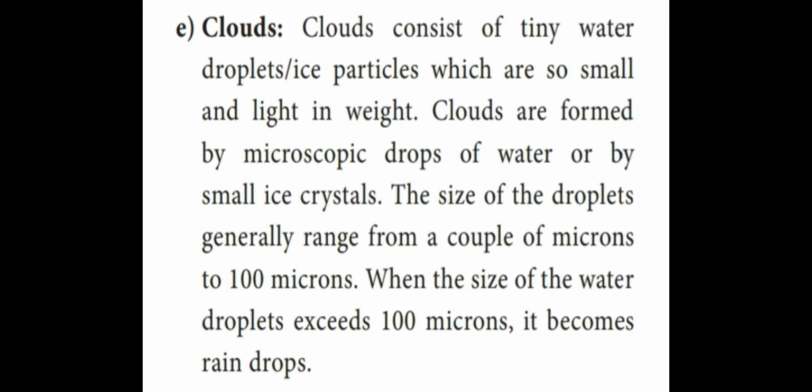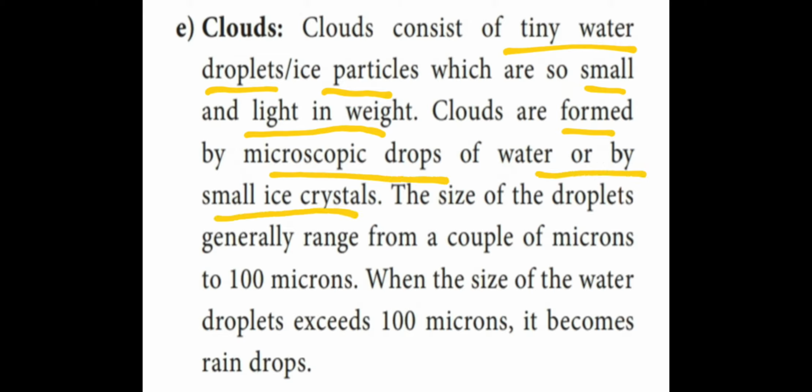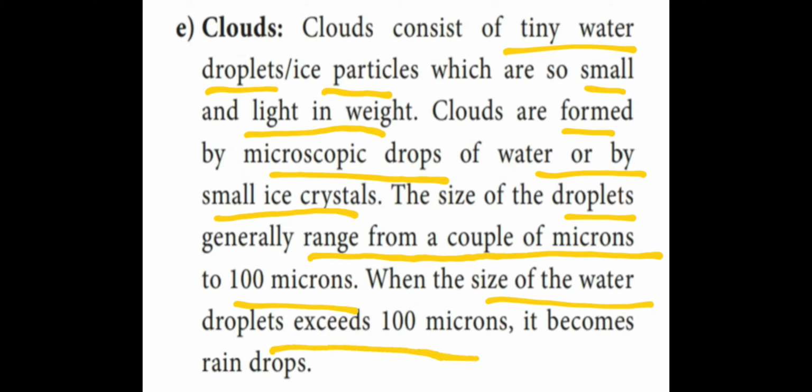Next, clouds. Clouds consist of tiny water droplets or ice particles which are so small and light in weight. Clouds are formed by microscopic drops of water or by small ice crystals. The size of the droplets generally ranges from a couple of microns to 100 microns. When the size of the water droplets exceeds 100 microns, it becomes raindrops.